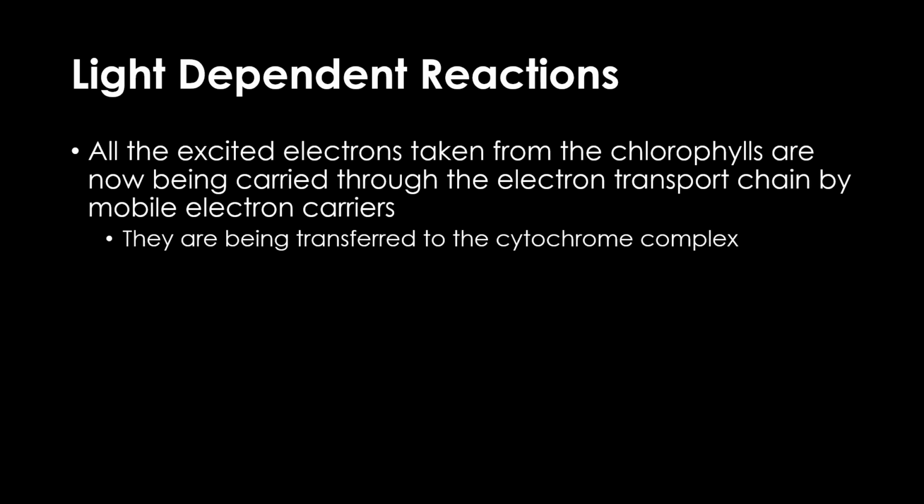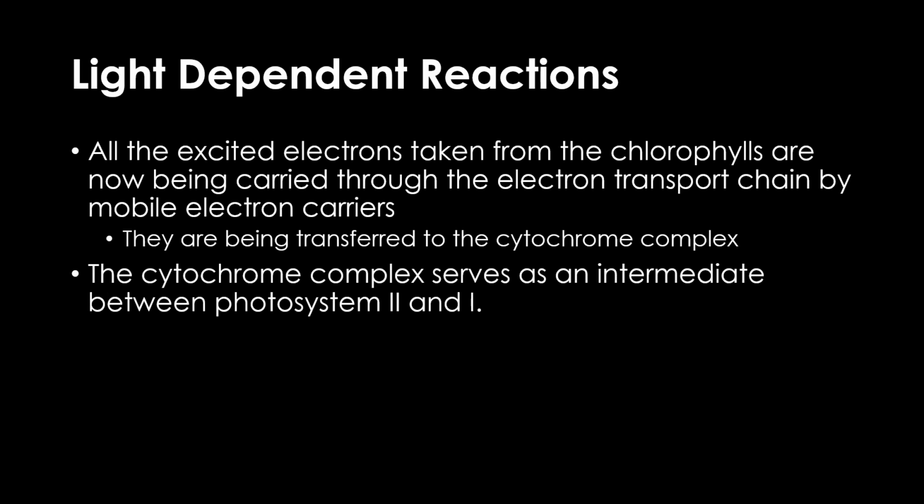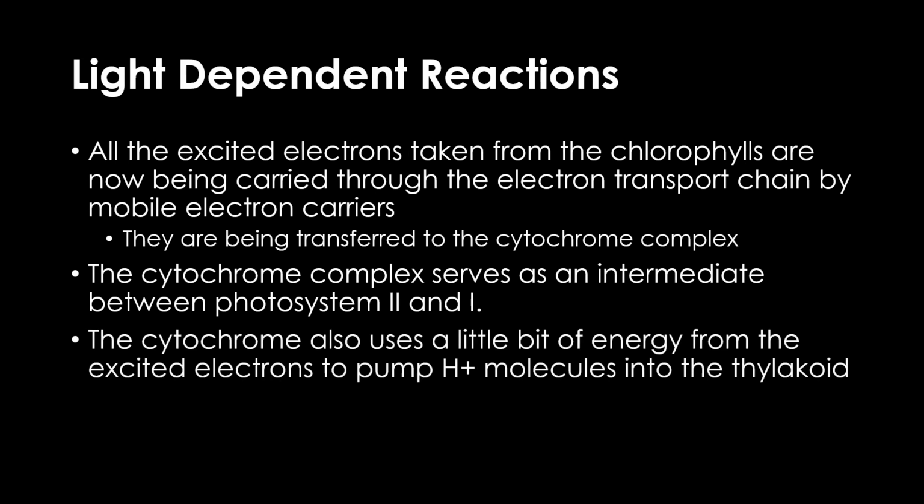All the excited electrons are now transported by mobile electron carriers through the electron transport chain. They are being taken to the cytochrome complex. This is another protein complex that acts as an intermediate between Photosystem II and Photosystem I. In the cytochrome complex, the excited electrons release a small amount of energy to power the pumping of hydrogen ions across the membrane and into the thylakoid.